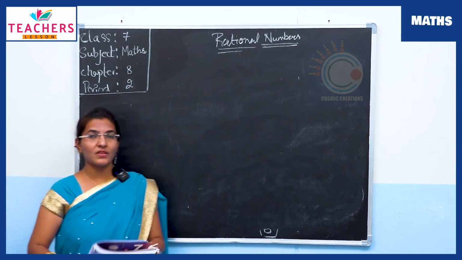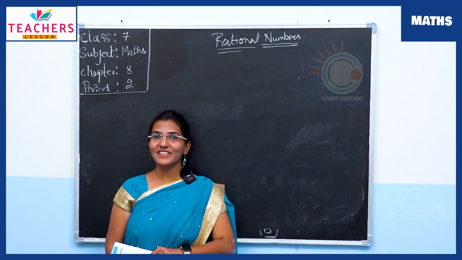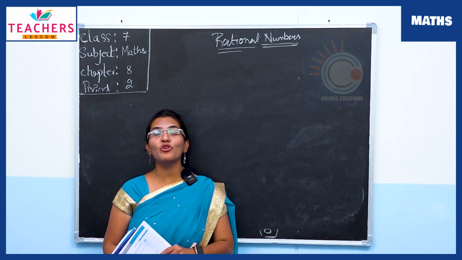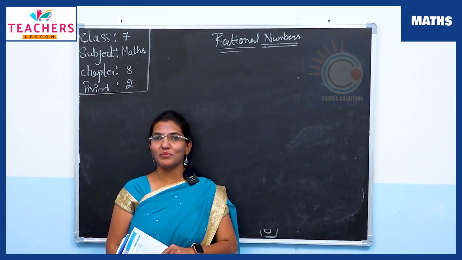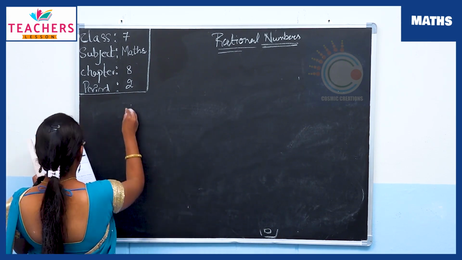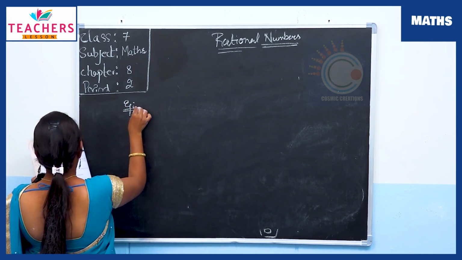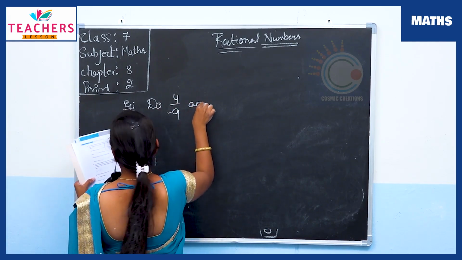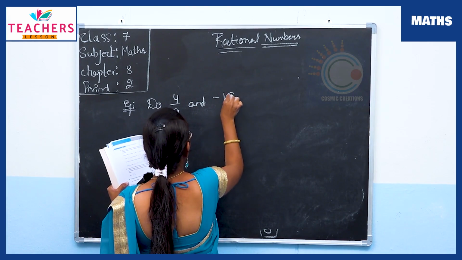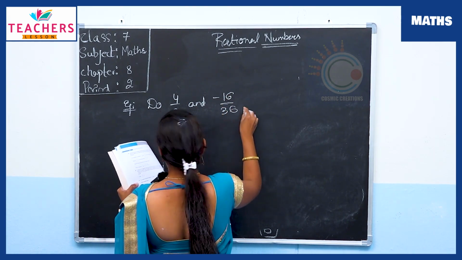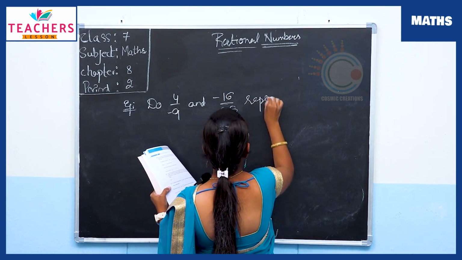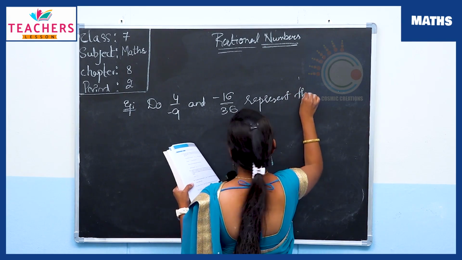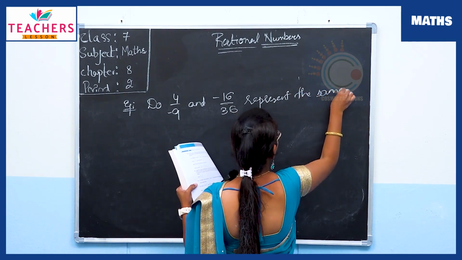Okay. So students, now let us discuss an important example before we go to an exercise problem. Yes, let's do. Do 4 by minus 9 and minus 16 by 36 represent the same rational number?